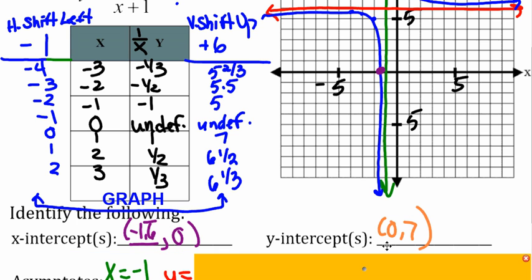We have a y-intercept, (0, 7). We already talked about the asymptotes, how x was at -1 and y was at 6 because we moved it up 6 units from where it was originally at 0.